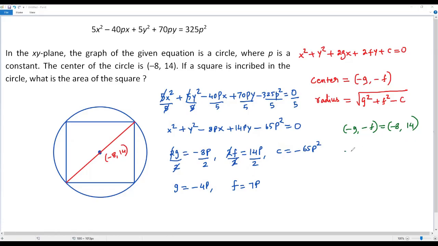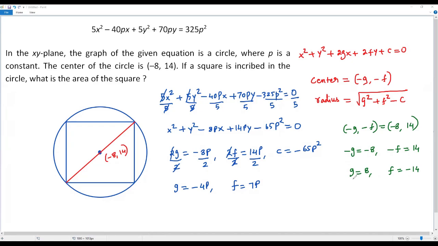When I equate the x coordinates, I am getting negative g equals negative 8. And when I equate the y coordinates, I am getting negative f equals 14. Now to get the value of g, we have to multiply both sides of this equation by negative 1 to get rid of the negative sign in front of g. When I multiply negative 8 by negative 1, I am getting positive 8. Do the same thing over here. Let's multiply both sides by negative 1. Then I'm getting f on the left side. When I multiply this 14 by negative 1, I'm getting negative 14.